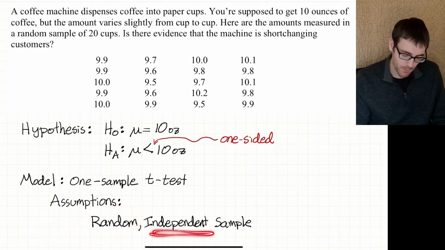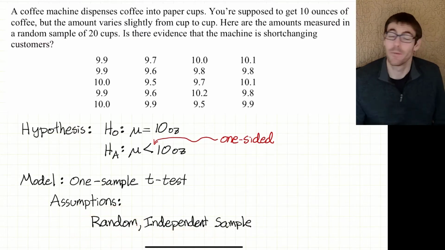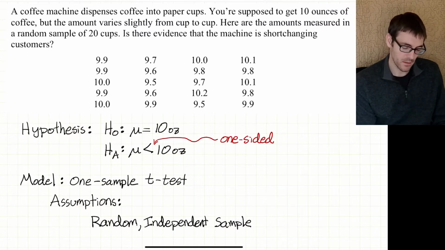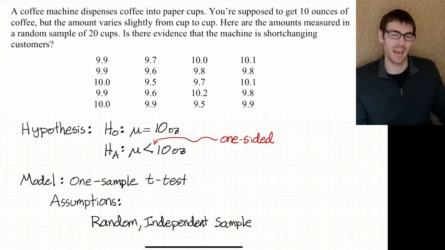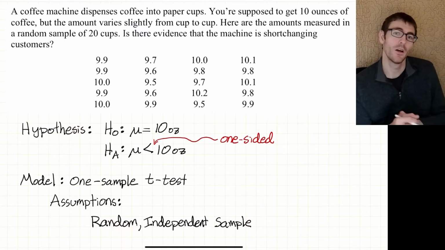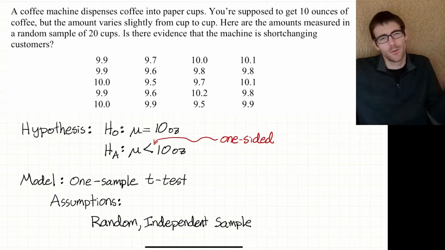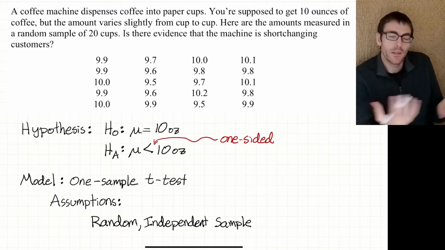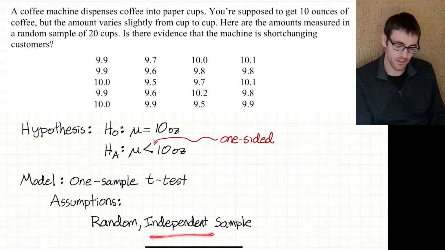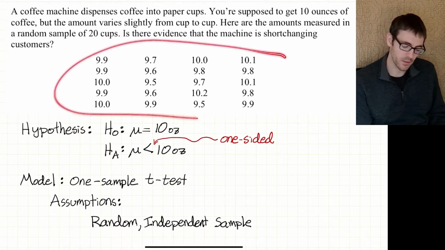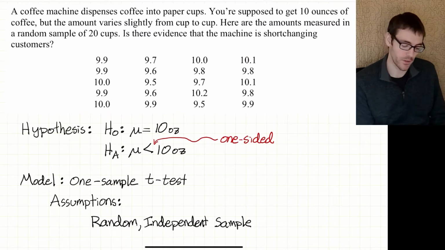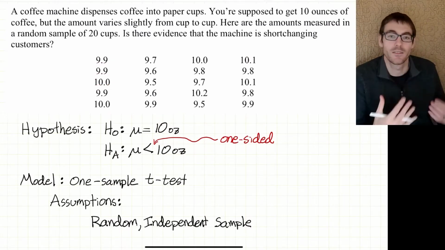This independent part, though, at least to me, is not immediately obvious. It could have been the case that maybe these coffee cups were measured late in the day when the machine had been running a long time, or maybe they all use the same type of coffee grounds. There conceivably could be something that is causing this sample to not necessarily be independent, that these individual entries maybe are linked in some way.